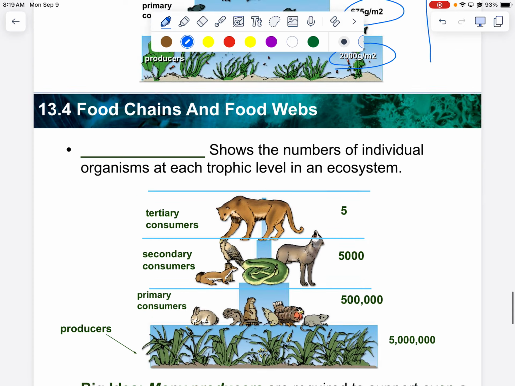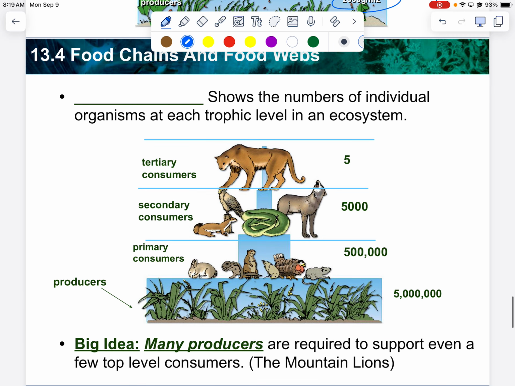So then this slide here is showing the pyramid of numbers. So how many of each organism is at each level, not just how much mass there is, okay? So as you can see, there's 5 million blades of grass at the bottom. And as we go up to the tertiary consumers, the cat, there's only 5 of them at that level, okay?